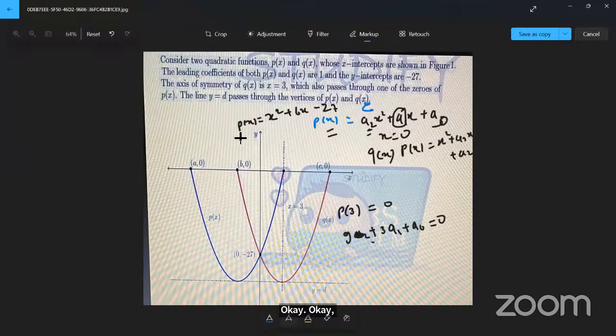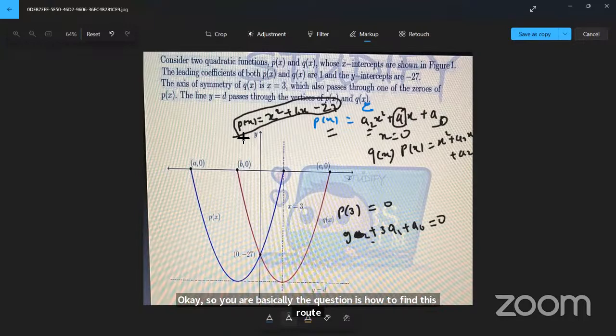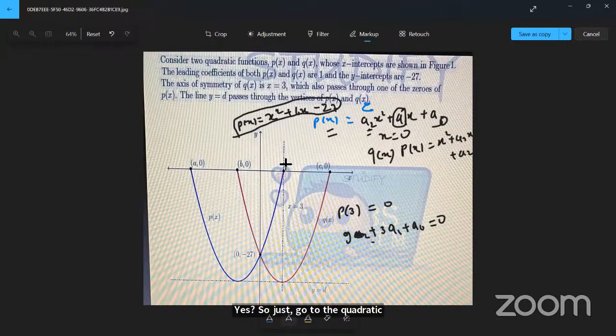Okay, so the question is how to find this root. Just go to the quadratic formula, no? Yes, b square minus 4ac, find D, and after that you got one root, right? Yes, 3, I got it. So x minus 3 is one factor of this. So we can divide it. Just divide it, you will get the other factor. A is equal to minus 9. Yes, sir. Yes, it's the right answer.